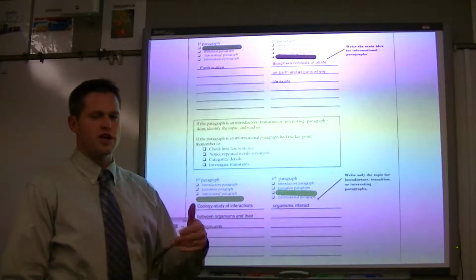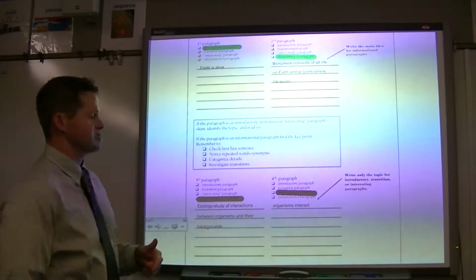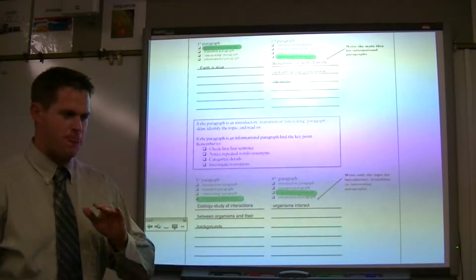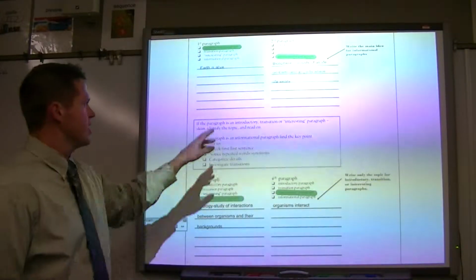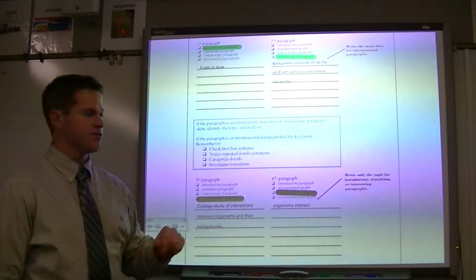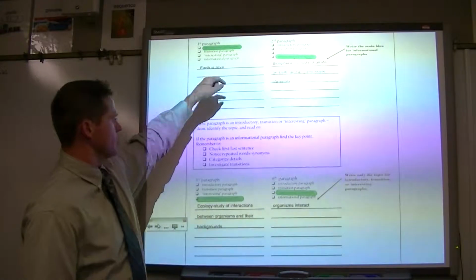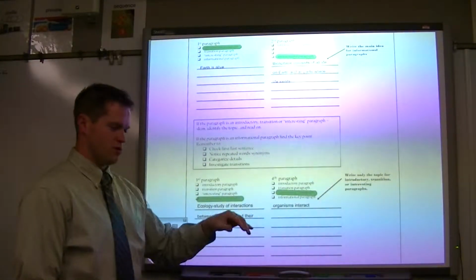What the students need to do is read each paragraph and determine which type it is. Now, if it's an interesting paragraph, a transition paragraph, or an introductory paragraph, all they're going to do is check whichever box it is and then write the topic on the line. For example, this first paragraph is an introductory paragraph. I just wrote, Earth is alive. I just want to keep it real simple, real short, a couple of words, and then move on to the next paragraph.